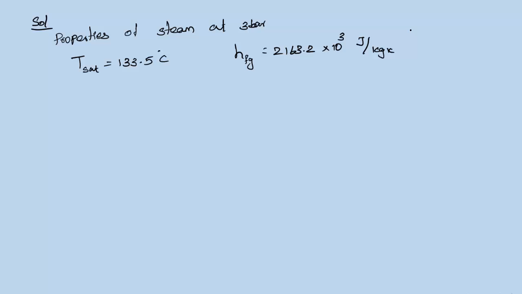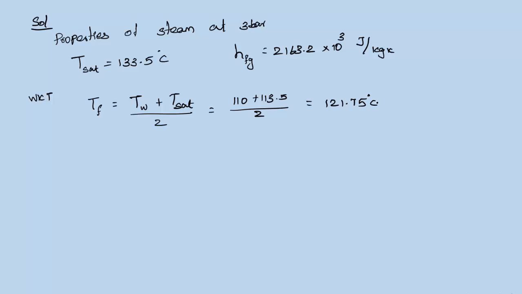3 bar, right? Next step, as usual, film temperature has to be found out. T_F equals T surface temperature plus T saturation temperature divided by 2. It is 110 plus 133.5 divided by 2, which will be equal to 121.75 degrees Celsius. Now you have to take the properties of saturated water at this temperature.